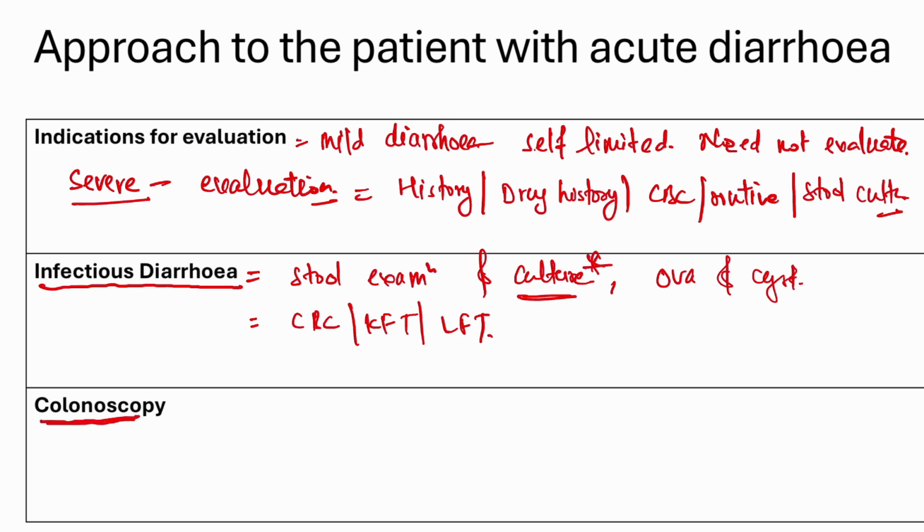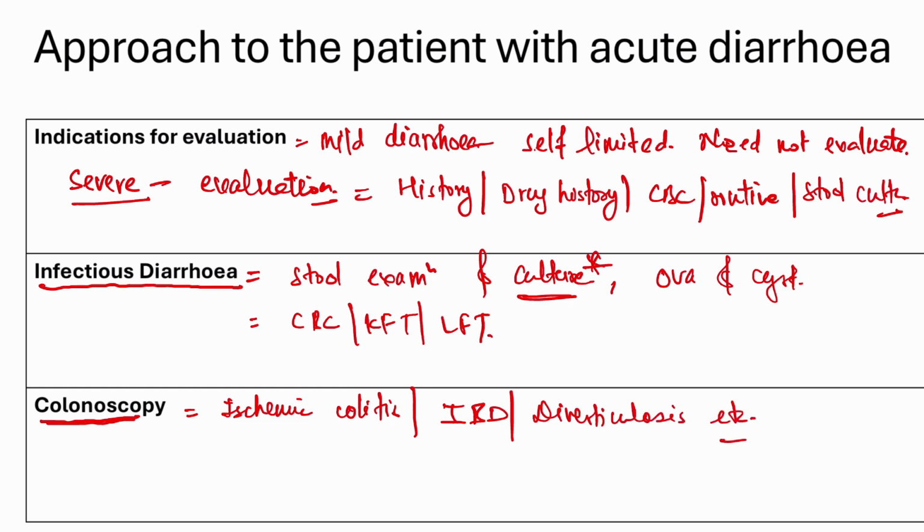Colonoscopy is required for patients who have some structural causes like ischemic colitis, like initial stages of inflammatory bowel disease, like diverticulosis, etc. These individuals will require colonoscopy or sigmoidoscopy, or even upper GI endoscopy to rule out some cause of diarrhea. So these are the different modalities and different causes and individuals that you will evaluate to find out the cause of diarrhea.